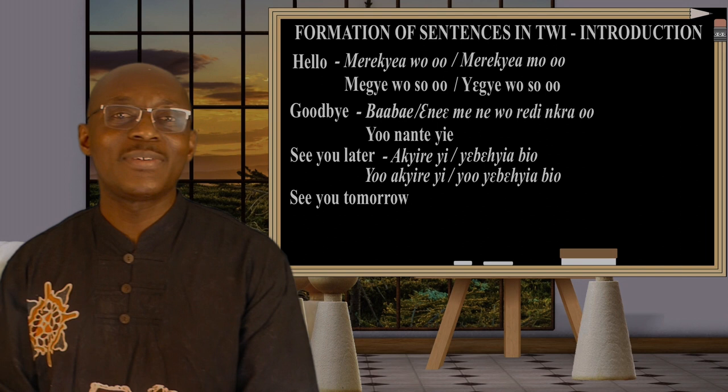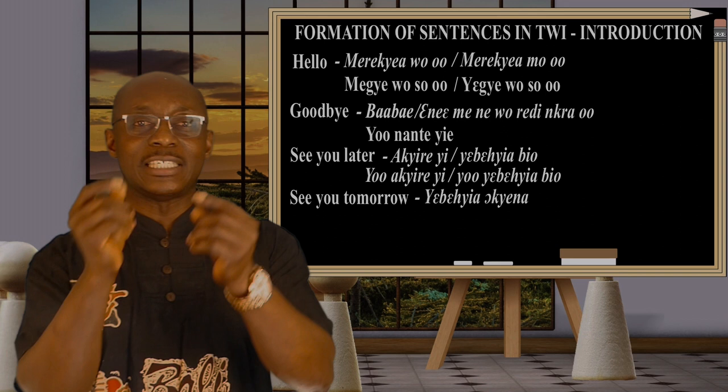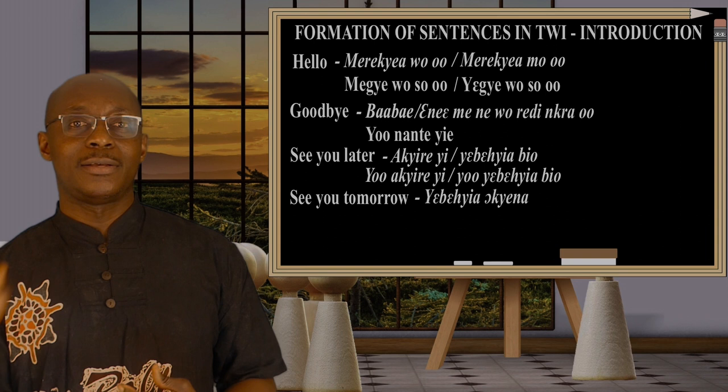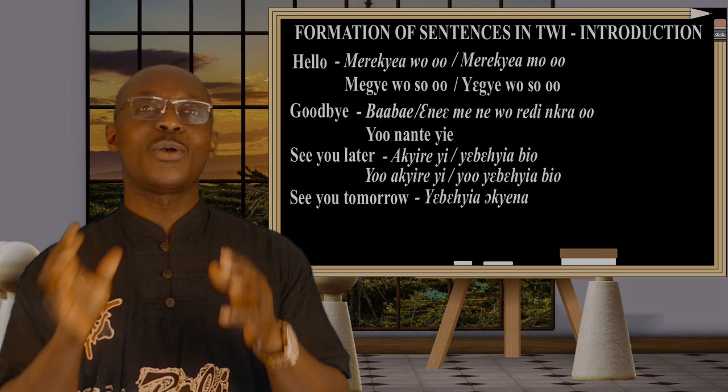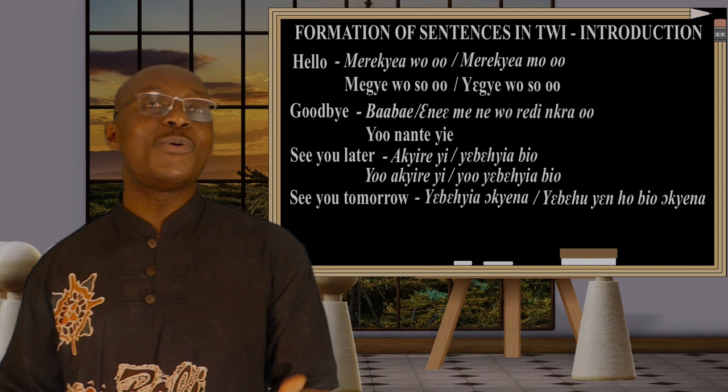See you tomorrow. Then you will say, yɛbɛhyia ɔkyena. We'll meet tomorrow. Yɛ is from yen, and that is us or we. Be means what? Will. Hyia, meet. So, we'll meet ɔkyena, that is tomorrow. Or you can say, yɛbɛhu yɛnhu bio ɔkyena, meaning we'll see ourselves again tomorrow.